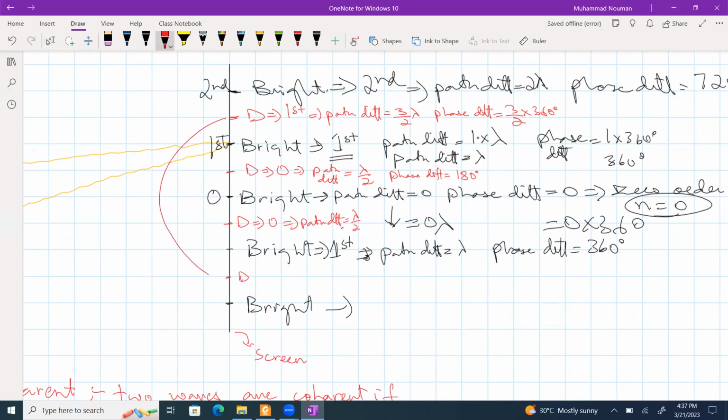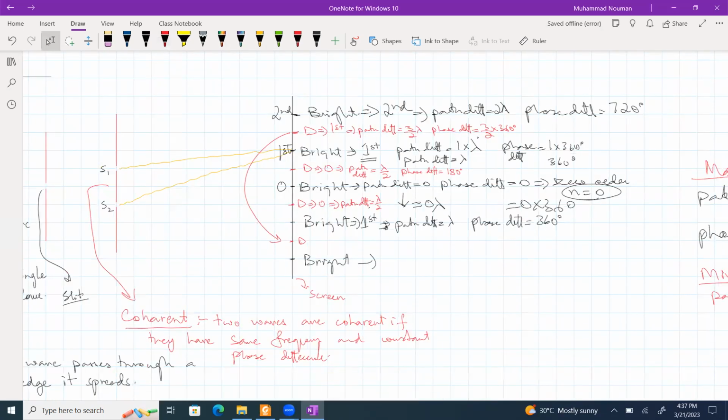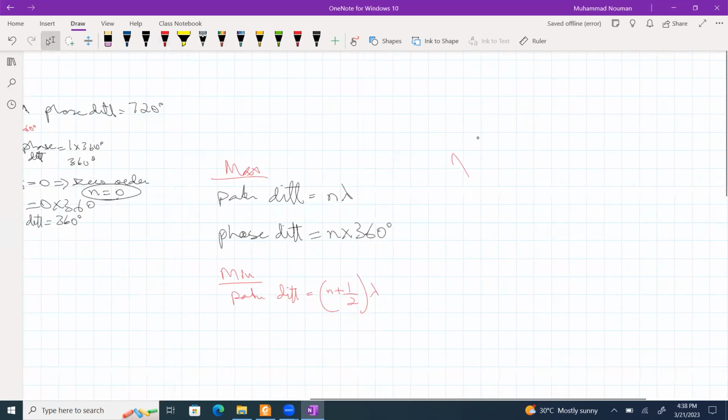This one is similar to this one, and the next one will be similar to the one below, and so on. So the calculation will go very easy if you understand the maxima and minima in this case. Anyway, the scientist worked on these calculations as well, but he made his own calculation because he had a purpose in designing this whole experiment. The purpose was that he wanted to find the wavelength of light. Can you measure the wavelength of light?